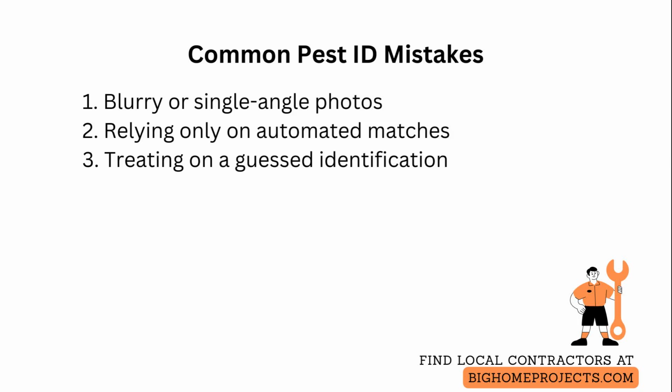Common mistakes include submitting blurry or single-angle photos that prevent accurate ID, so always take multiple focus shots with scale and habitat context. Relying solely on an automated match without human verification leads to misidentification, so use community feedback and extension resources to confirm uncertain cases.